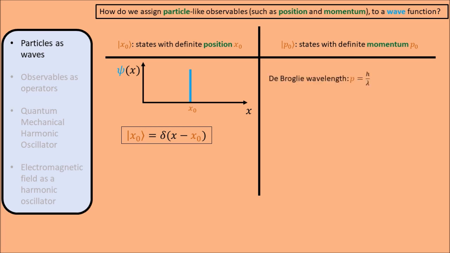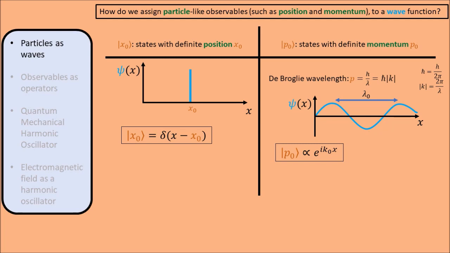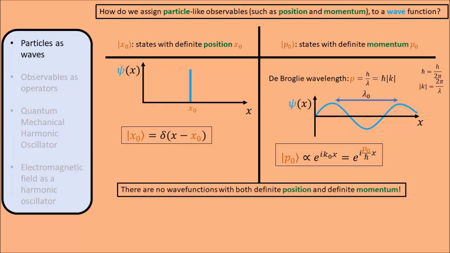According to the de Broglie hypothesis, the momentum of a particle is related to its wavelength. A particle with wavelength lambda has a momentum of Planck's constant h divided by the wavelength. We can rewrite this expression in terms of the reduced Planck's constant h bar and the wave number. So a particle with definite momentum should have a definite wavelength, which means its wave function should be a plane wave, and its wave number is equal to its momentum divided by h bar. Note that this means that in quantum mechanics, a particle cannot have a definite position and momentum at the same time, because a wave function cannot simultaneously be a delta peak and a plane wave.